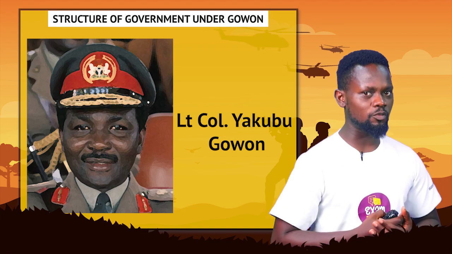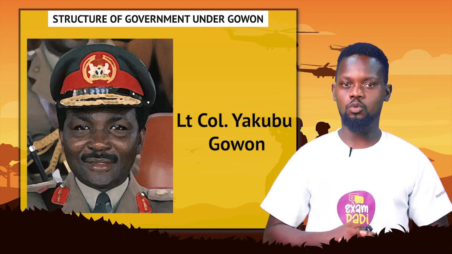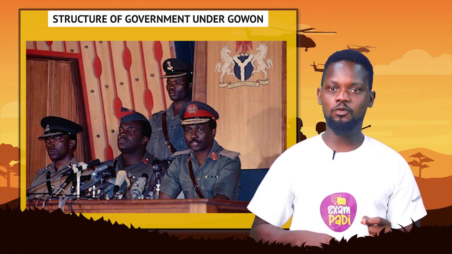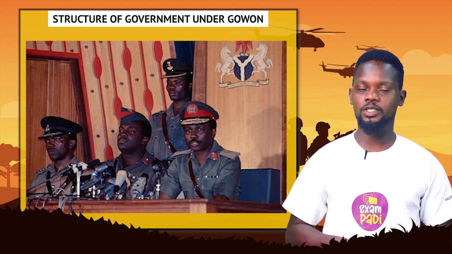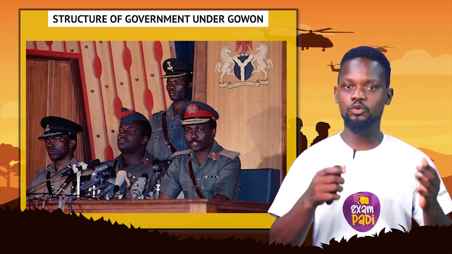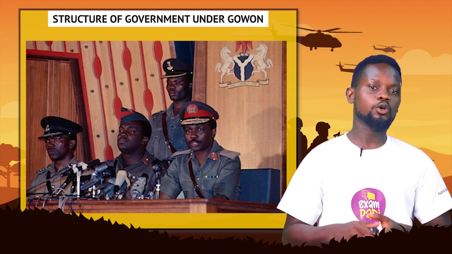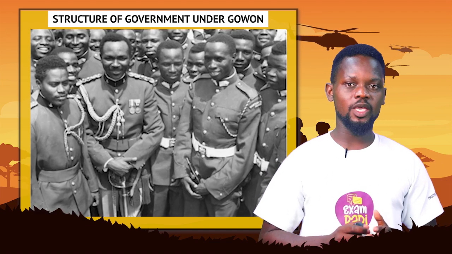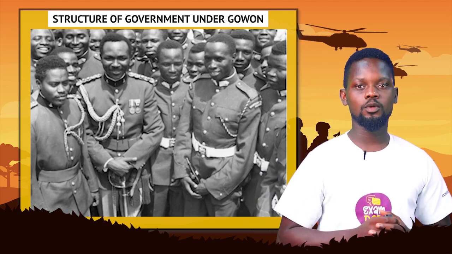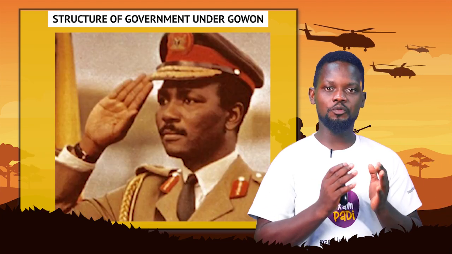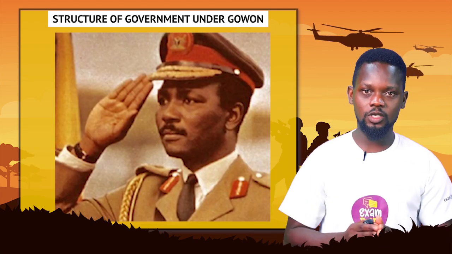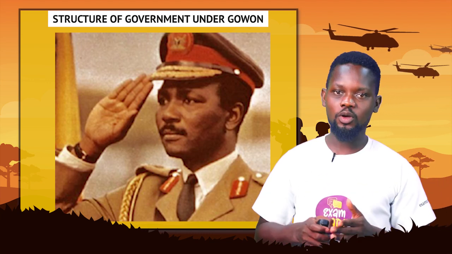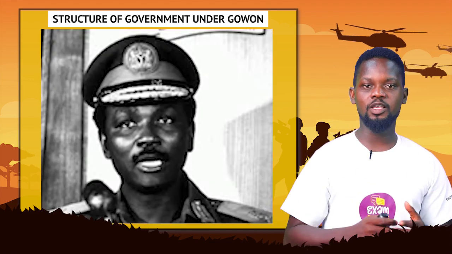What was the structure of government under General Gowon? General Gowon abolished Decree 34 of General Aguiyi-Ironsi and returned Nigeria to federalism. He also created 12 states by Decree 27 of May 1967. He retained the titles of Head of State, Supreme Military Council (SMC), and Federal Executive Council for the organs of government at the federal level.